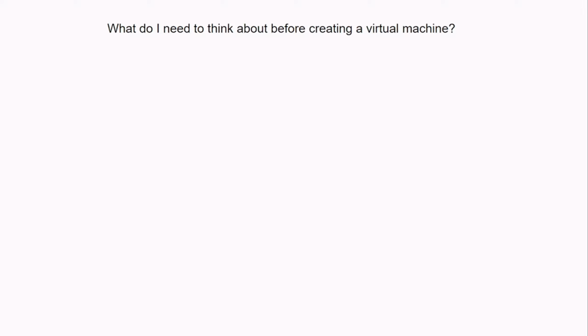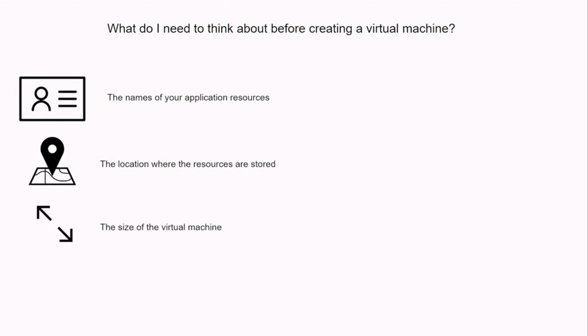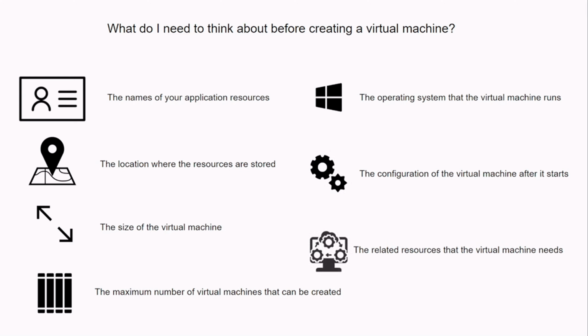What do I need to think about before creating a virtual machine? There's always a multitude of design considerations when you build out an application infrastructure in Azure. These aspects of a virtual machine are important to think about before you start, such as the name of your application resources, the location where your resources are stored, the size of the virtual machine, the maximum number of virtual machines that can be created, the operating system that the virtual machine runs on, the configuration of the virtual machine after it starts, and finally, the related resources that the virtual machine needs.